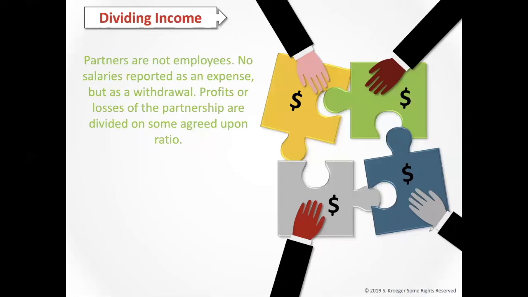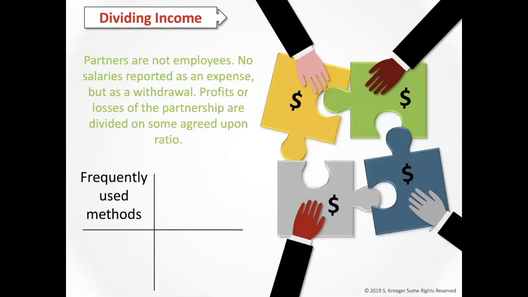I mentioned this in the last slide that if a partner wants to pay themselves, they'll do a withdrawal. That's because partners are not employees. They are owners of the business. Salary expenses are not going to be an expense that will offset the income here. Instead, it would be a withdrawal. There are different ways to decide how we're going to split up the income.